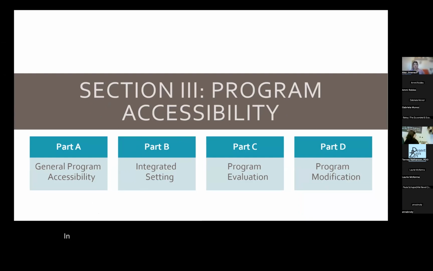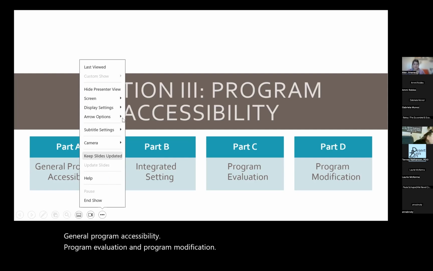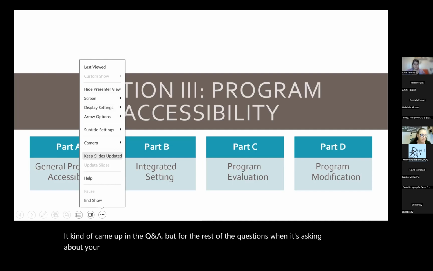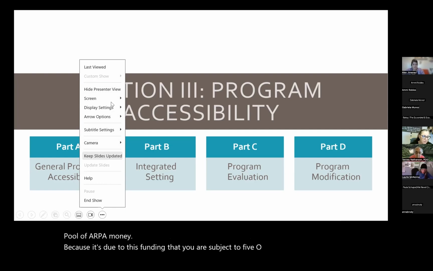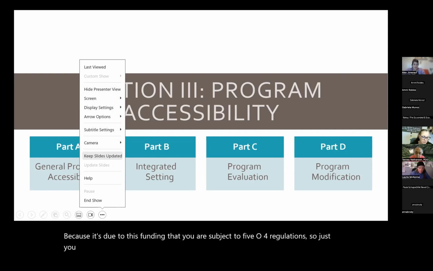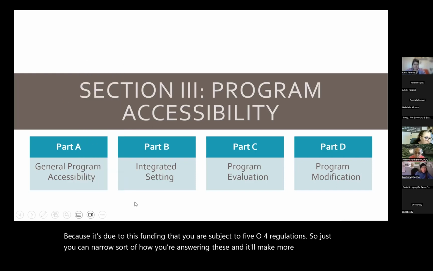In Section 3, program accessibility, there are 4 parts to this section: general program accessibility, integrated setting, program evaluation, and program modification. Now, it kind of came up in the Q&A, but for the rest of the questions, when it's asking about your programs, just limit your responses to the programs that are being funded by this particular pool of ARPA money. Because it's due to this funding that you are subject to 504 regulations. So you can narrow how you're answering these, and it'll make more sense as we go on.